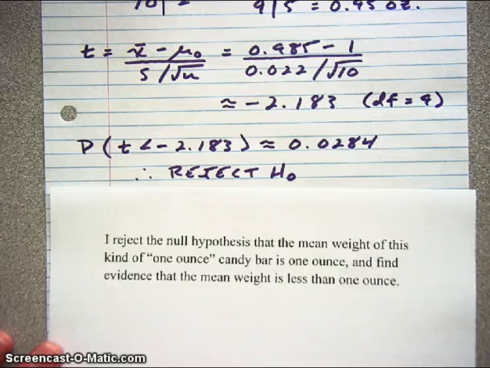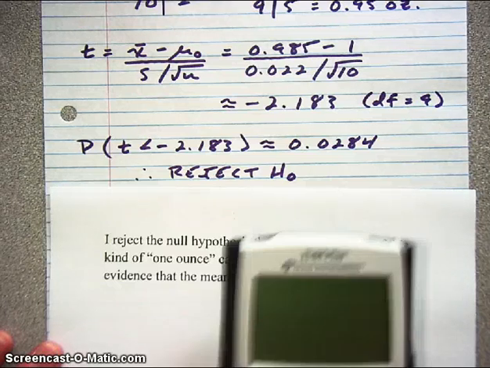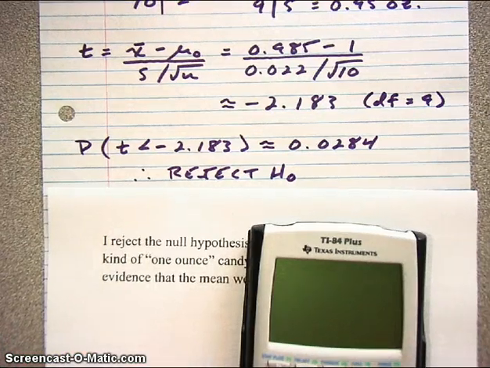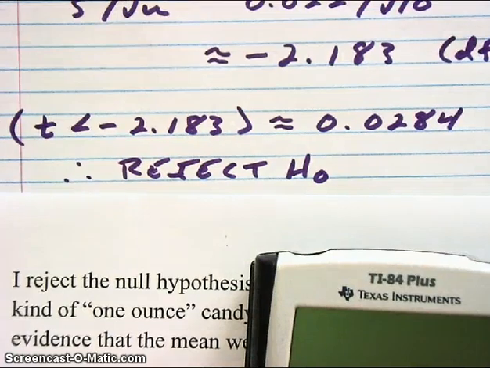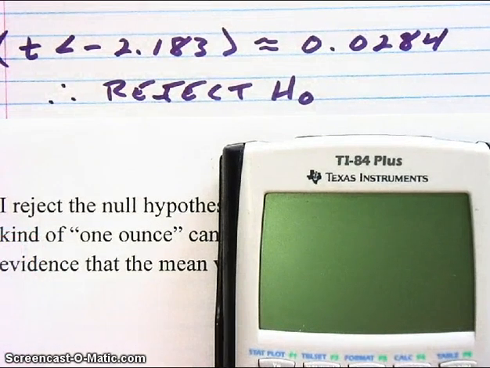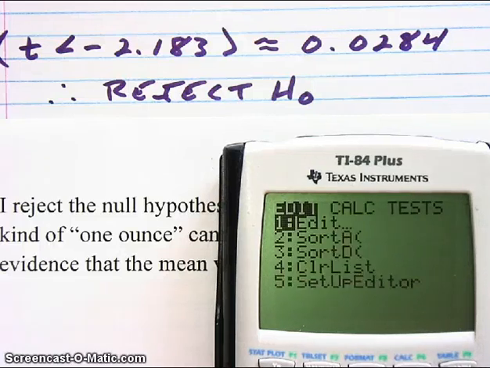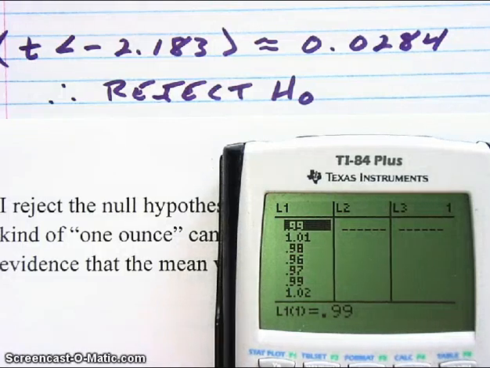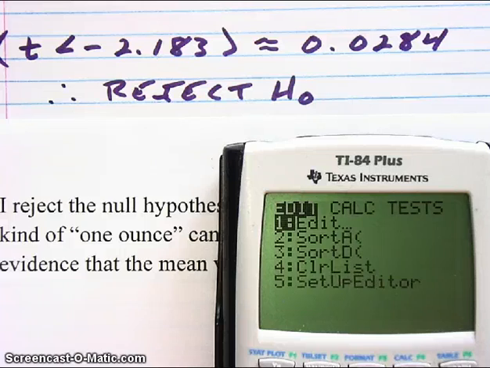Now, if you want to do this test on the calculator, you have a couple of options. In order to make a graph of the data and find the sample mean and the standard deviation, you want to put your data into a list. So I put my data into list 1, and there they are. And then you can run one variable stats and get the summary statistics like X bar and S. And then when you have that, you could go and run the test.